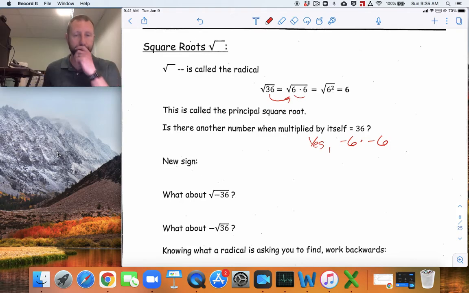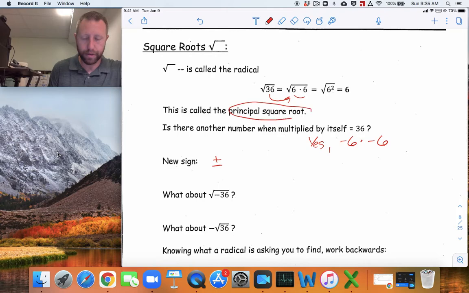There's two answers there. And the way that we show those two answers is the plus minus sign there. Okay? That accounts for both the positive and the negative answer for every square root. Typically, they're only going to ask for the principal square root. But if they don't specify, you've got to include both answers because there are really two answers.